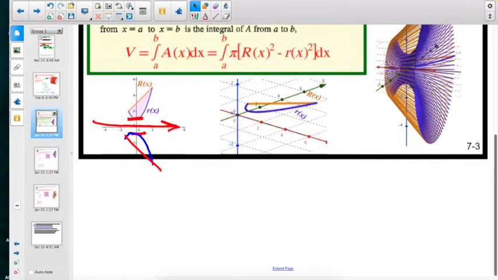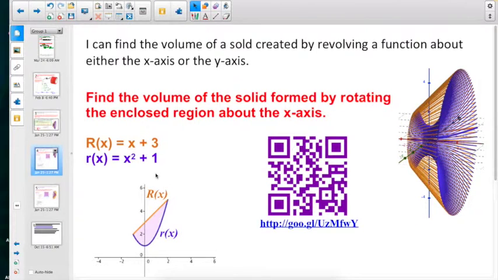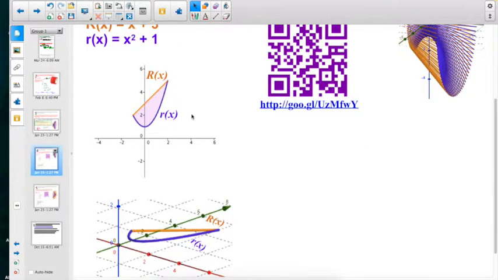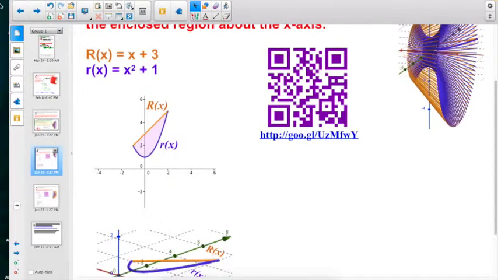Here's the shape. So we have this line, x plus 3, and we have this parabola, x squared plus 1. And it's too far away. Bummer.